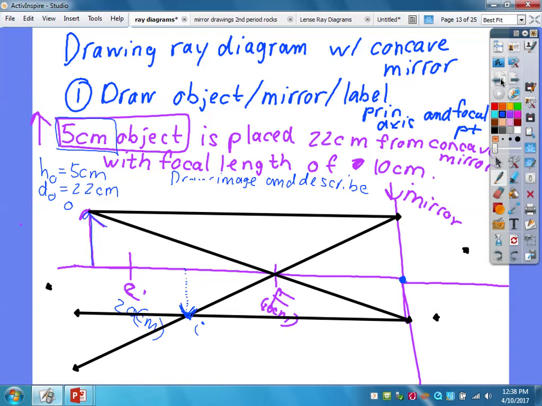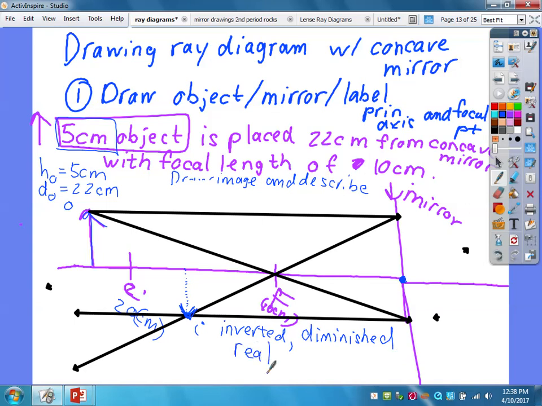First off, you can clearly tell my image is going to be inverted. My image is inverted. If I look at the height of my image, it is actually going to be a little bit diminished. The image is actually smaller than the object. I don't know if you can see that or not. Some of you might think it just looks the same size, but it is actually smaller. Okay. It's diminished.